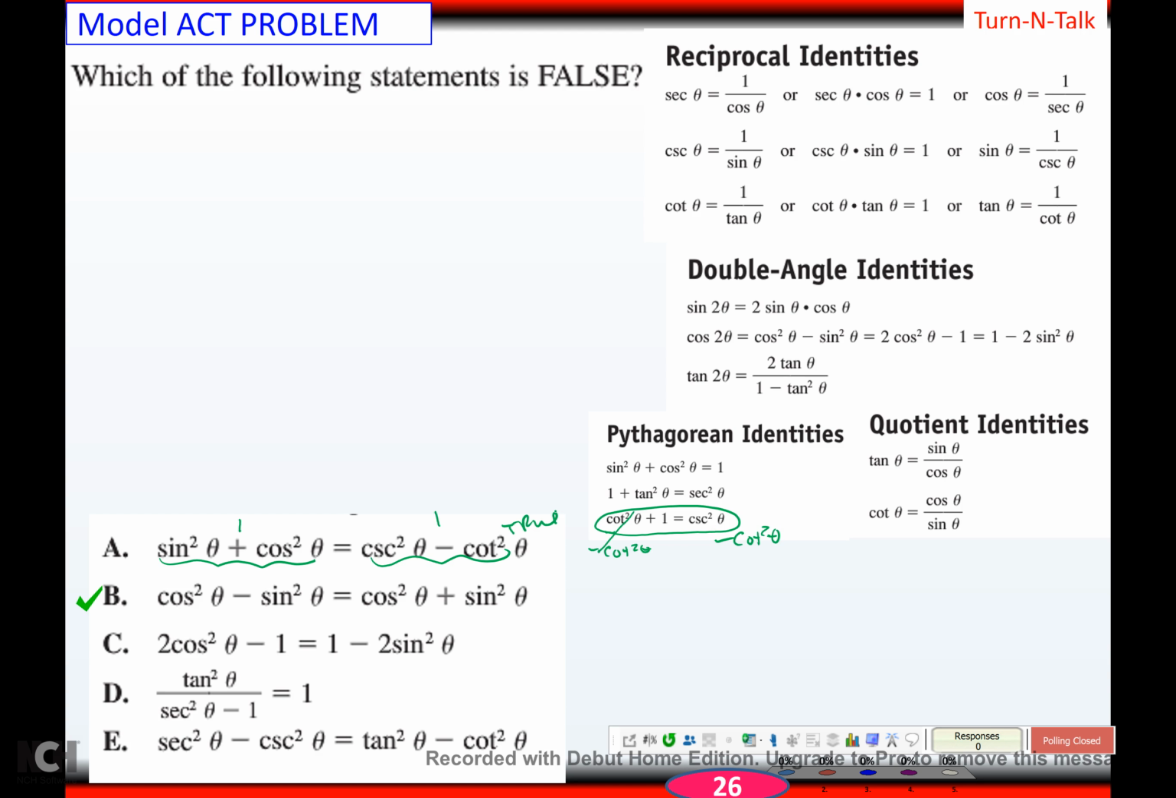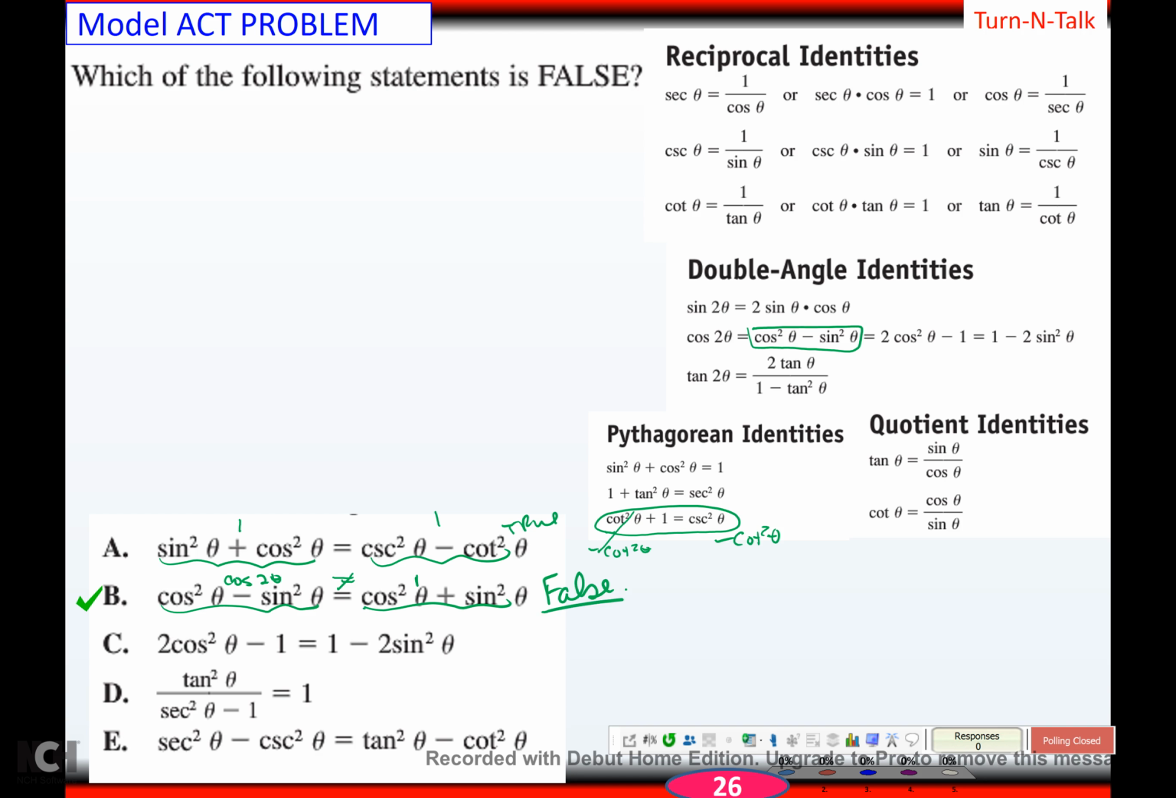Alright, on B, it says cosine squared theta minus sine squared theta. I've seen that before. Oh, yeah, right there. So this is equal to cosine 2 theta. On this side, I have cosine squared theta plus sine squared theta, which we know is 1. Well, cosine of 2 theta does not equal 1, so there's your false statement, and you're done.